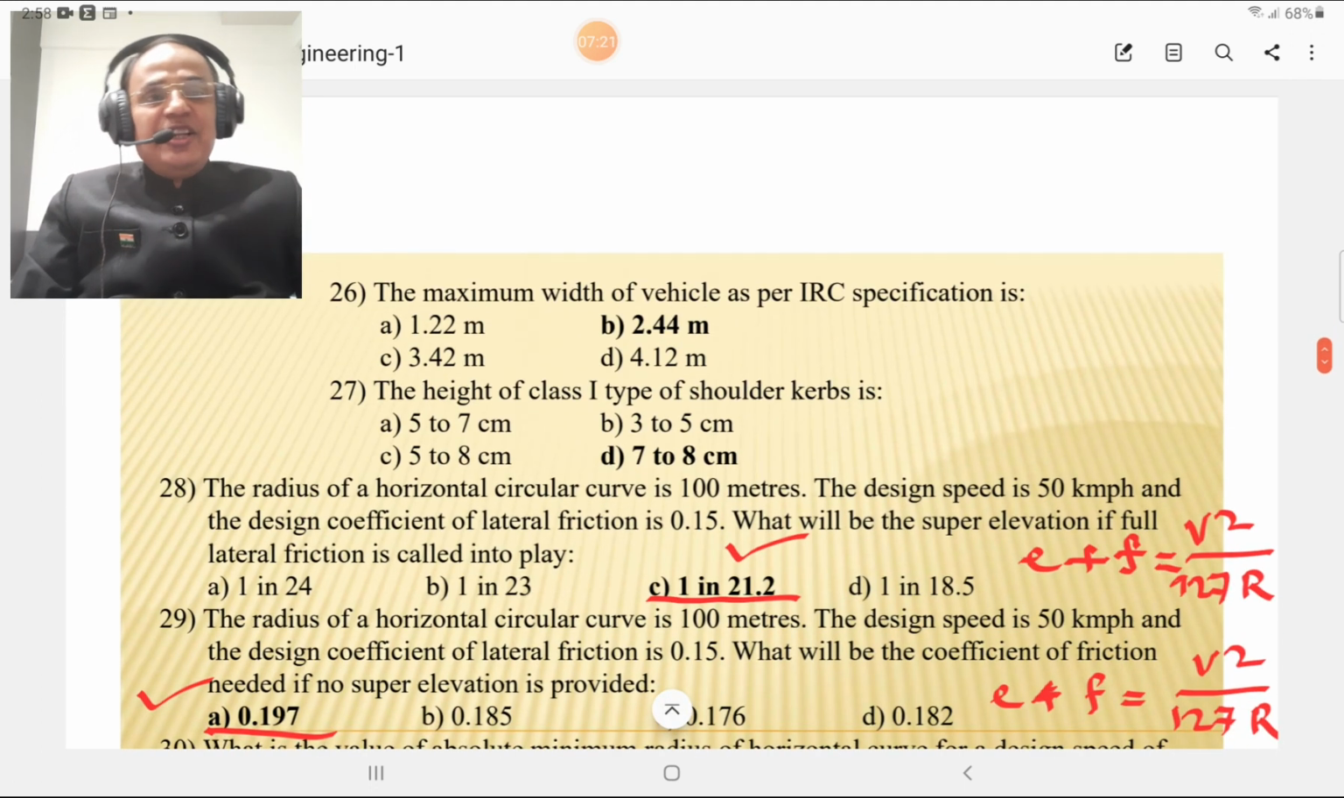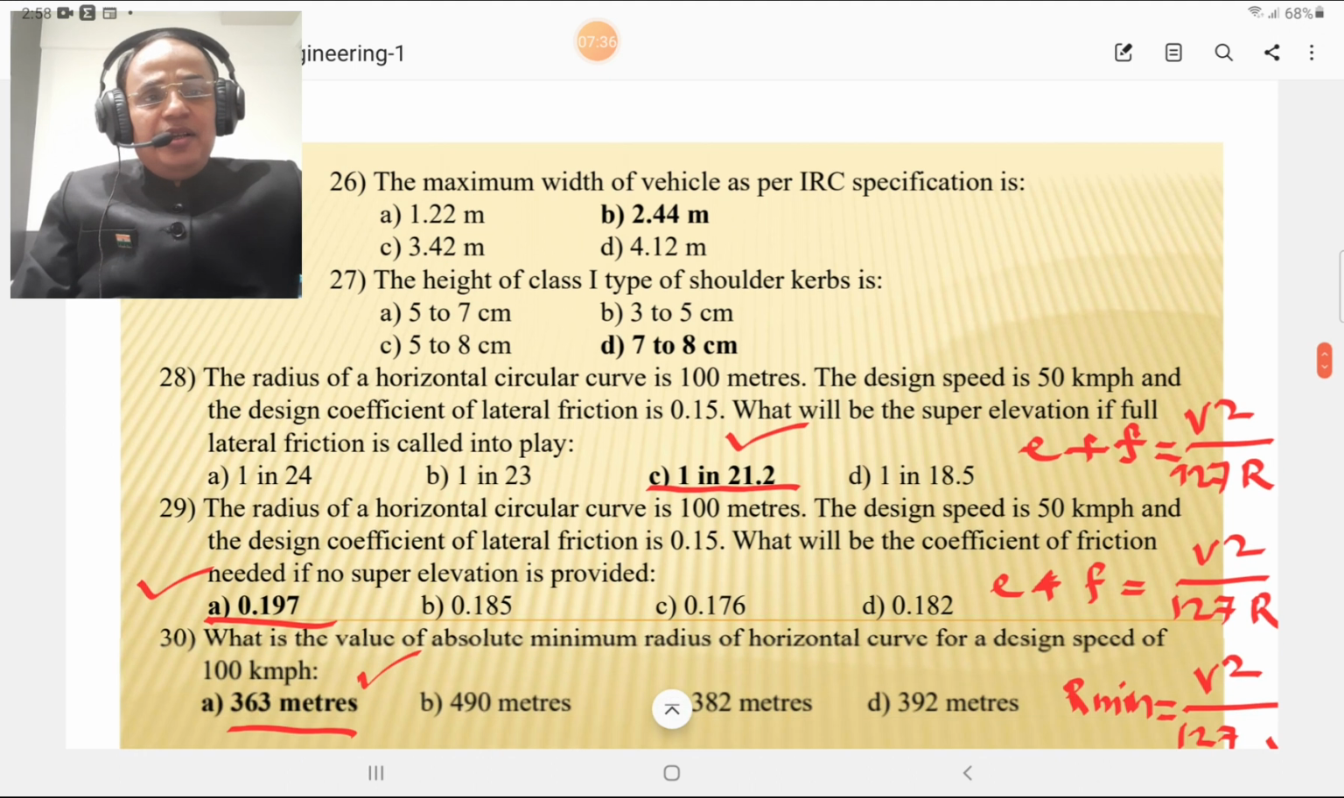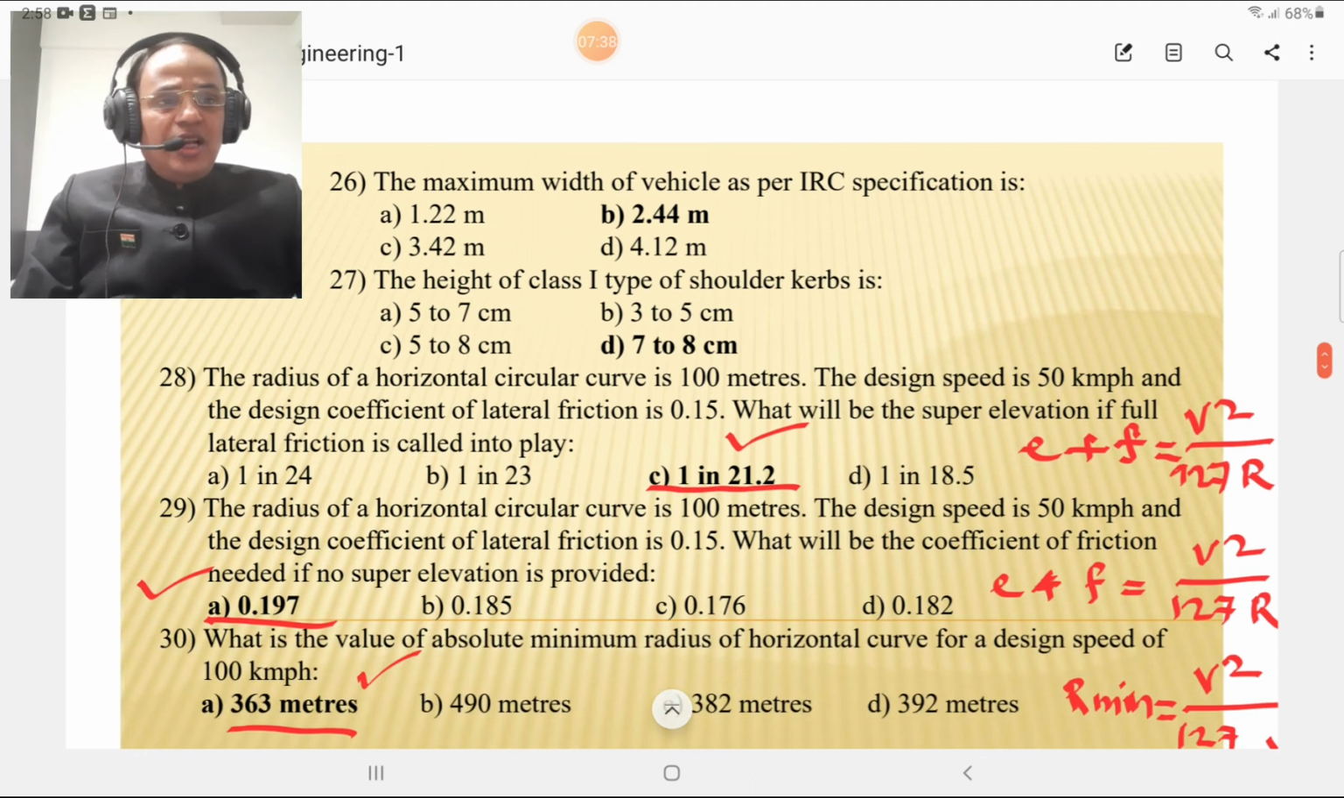The maximum width of the vehicle as per IRC specification is 2.44 meter. The height of class 1 type of shoulder curve is 7 to 8 centimeter. Then there are various types of formulas. All are based on the formula E plus F is equal to V square upon 127 R.